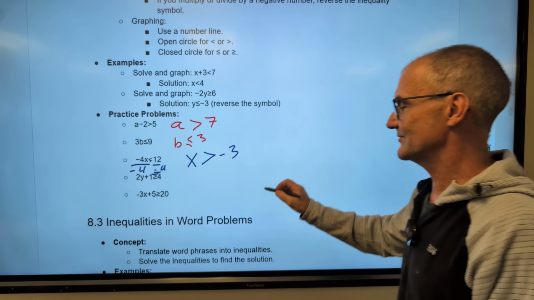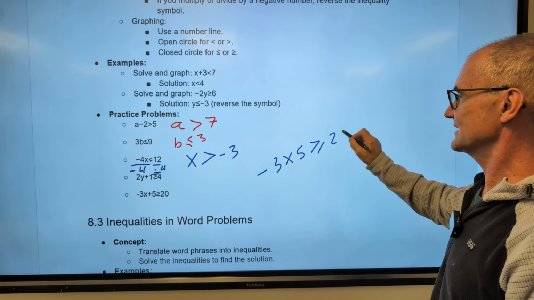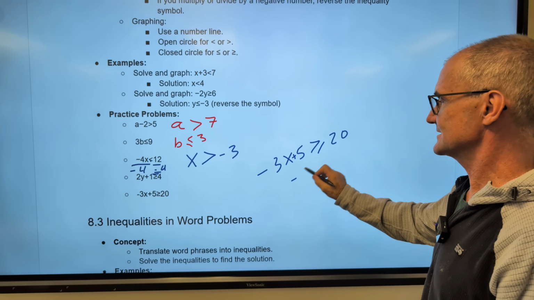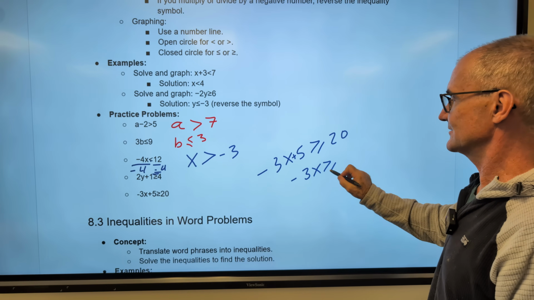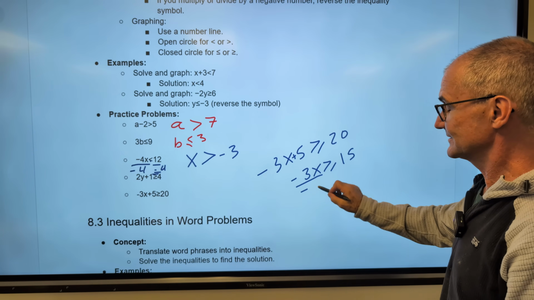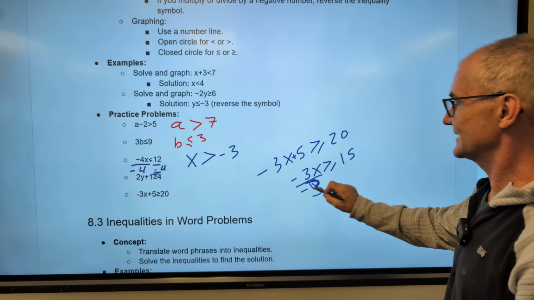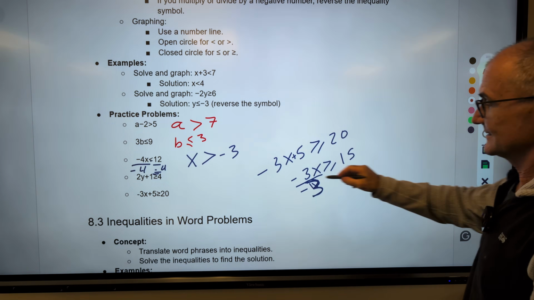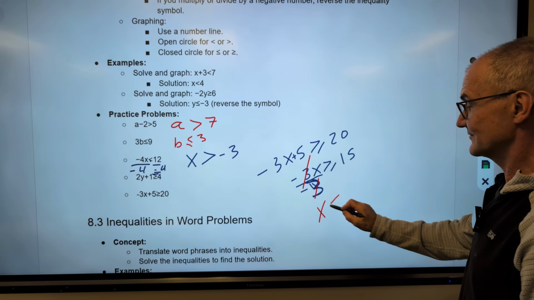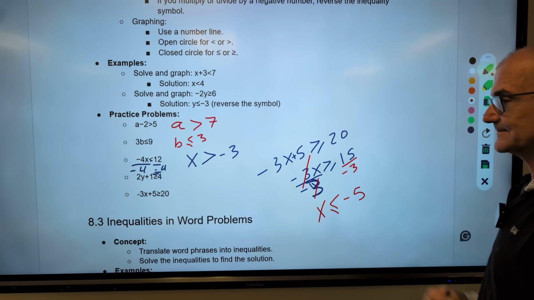Right here on this one, -3x plus 5 is greater than or equal to 20. I subtract 5 from both sides. -3x is greater than or equal to 20 minus 5. Divide by a negative. Divide by -3. These are going to cancel. X by itself. I divided by a negative, I have to reverse that. 15 divided by -3 is -5.